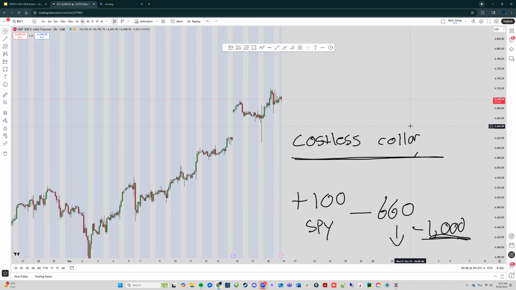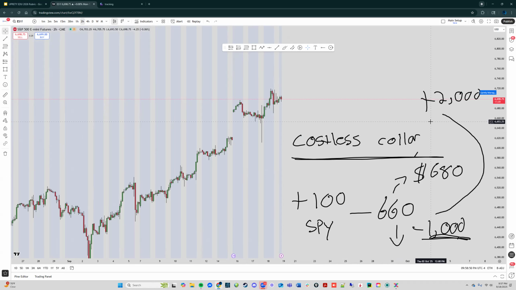Arjun knows that this thing is going to go to 680. We're going to do a 1 to 2 risk reward. So our target is 680, which means that for him risking 1,000, he can make 2,000. So Arjun knows if this thing goes to 680, it's going to be worth $2,000. He's going to be up on his portfolio. If it goes down to 660, it's going to be worth negative 1,000. Everybody understand the math here?